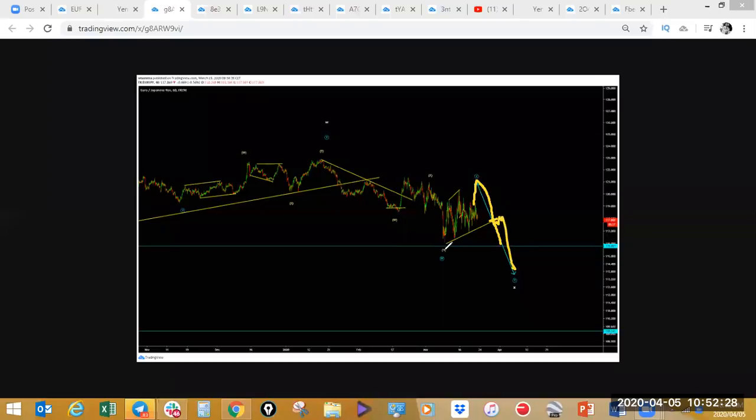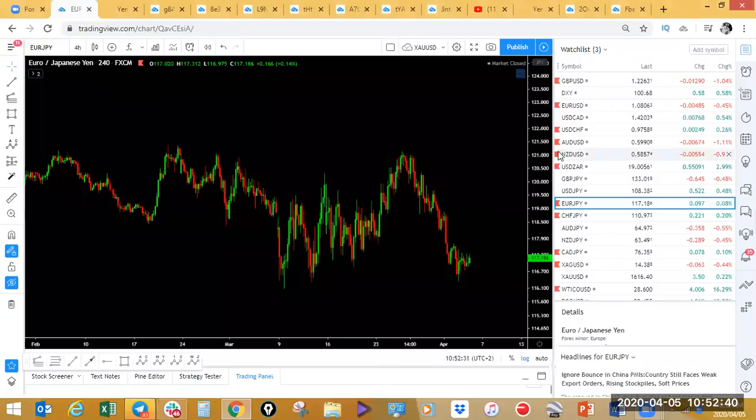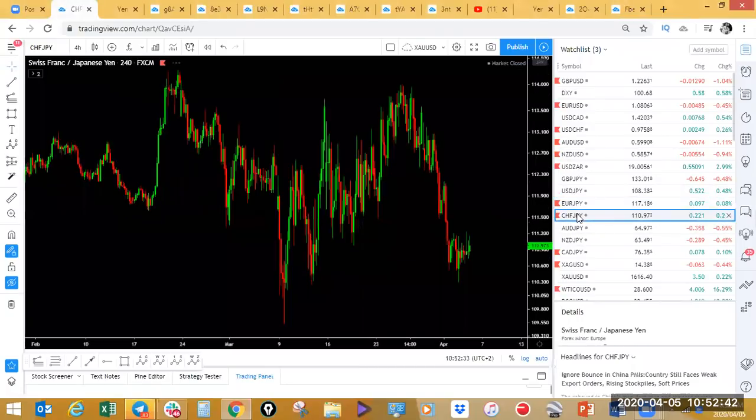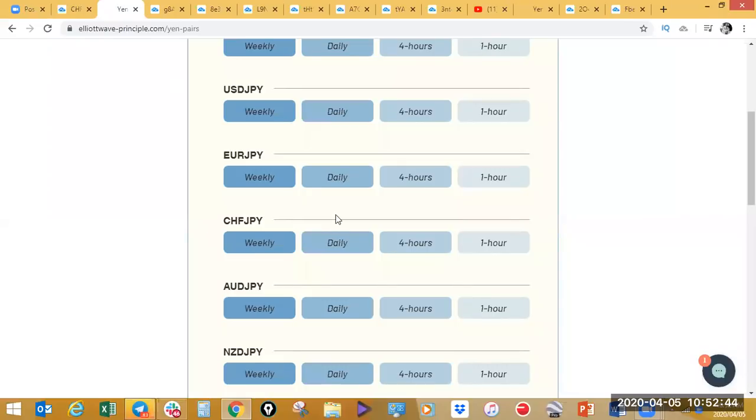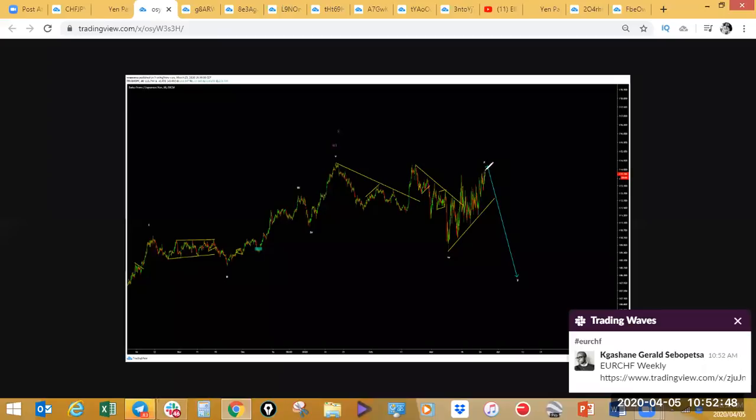So any setup on the yen pairs for sell, you take it. We're looking for downside still on the yen pairs. And this is not only on euro, this is for all the yen pairs. You saw the US dollar yen, we're expecting downside. CHFJPY, we're also expecting downside. If you look at CHFJPY, we also had the same setup. As you can see, it reversed straight from here, and we're currently around 111 area.